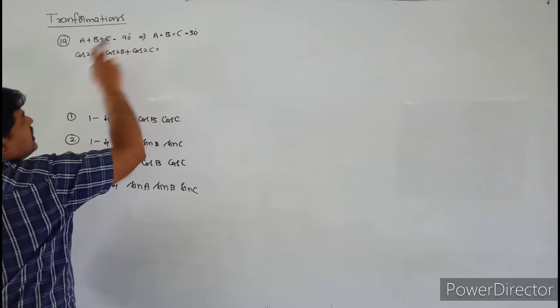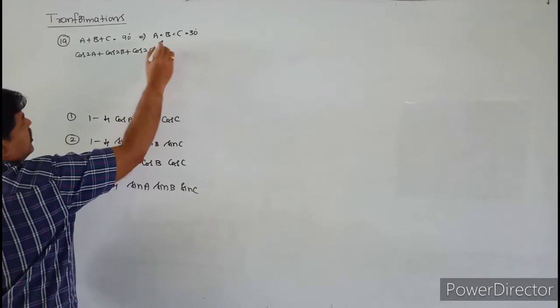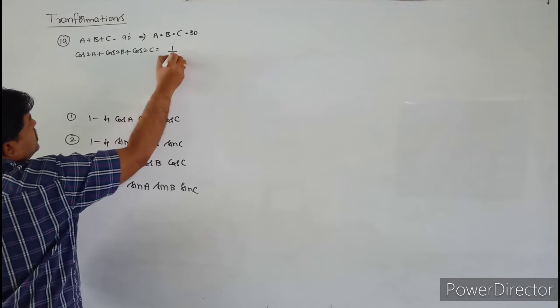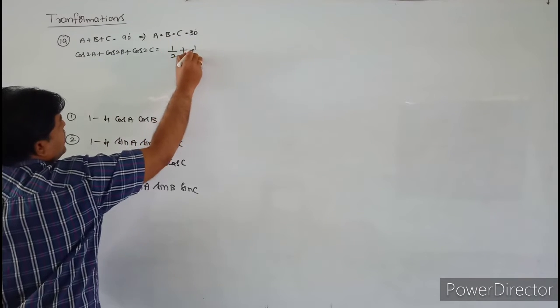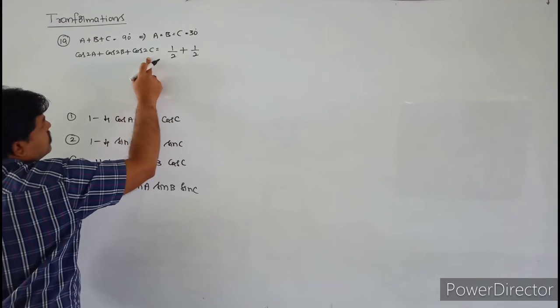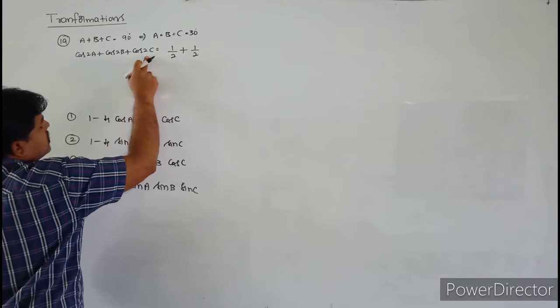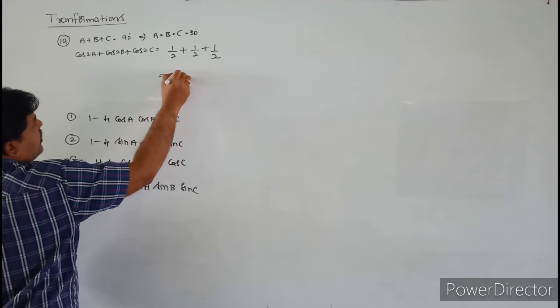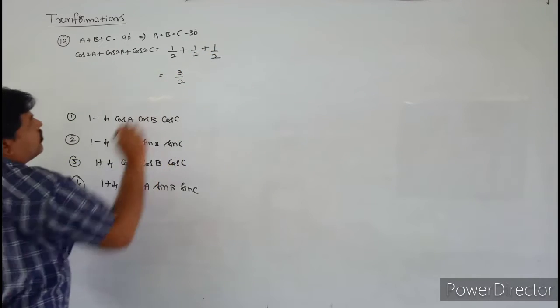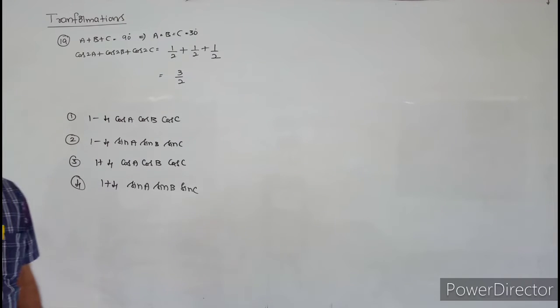Because a is 30, 2a will become 60 only. So it will become cos 60, and cos 60 is 1 by 2. Cos 2b is also cos 60, which is 1 by 2. And 2c is also 60 degrees, cos 60 will become 1 by 2. So 1 by 2 plus 1 by 2 plus 1 by 2 will become 3 by 2. Okay.